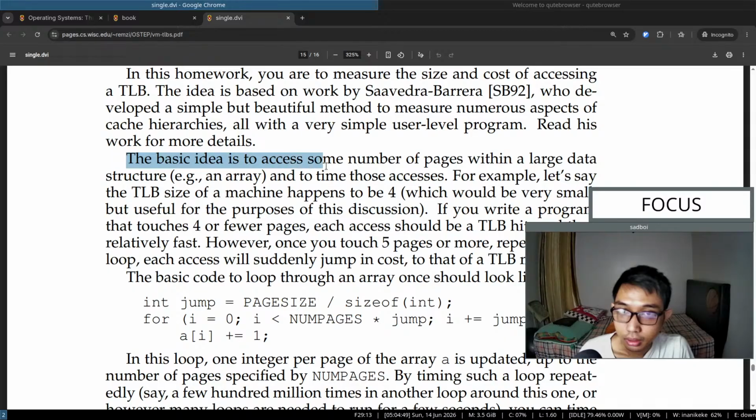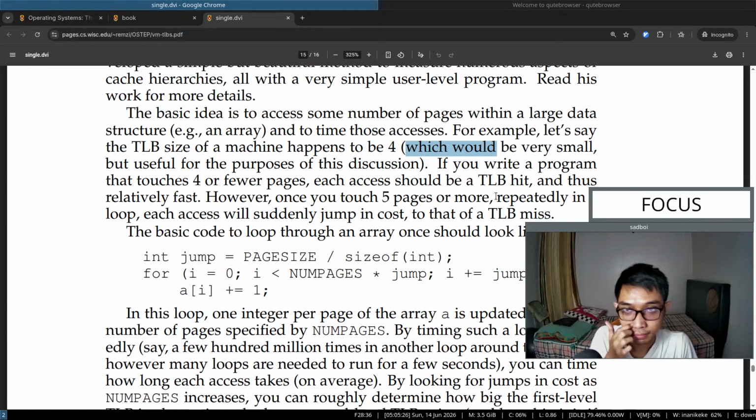The basic idea is to access some number of pages within a large data structure, for example an array, and to time those accesses. For example, let's say the TLB size of a machine happens to be 4, which would be very small but useful for the purpose of this discussion.